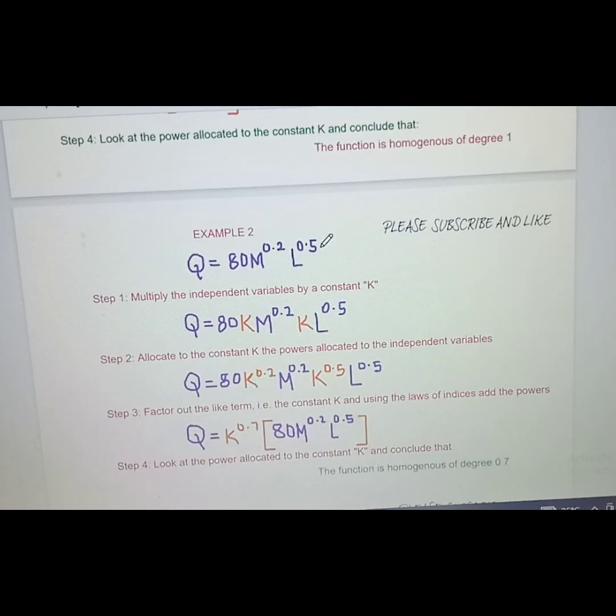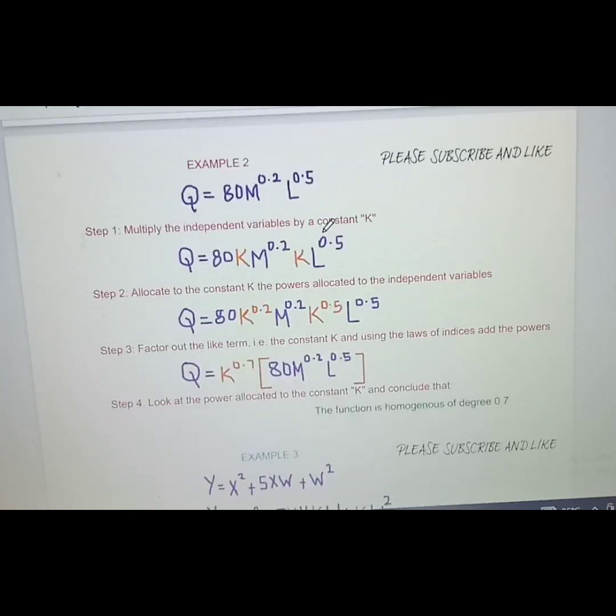So we shall look at example 2. When you have q is equal to 80 m raised to power 0.2 and l raised to power 0.5. Step number 1, you have to multiply the independent variables by a constant k. In our equation we have two independent variables, that is m and l. So you have to multiply the constant k by each independent variable.